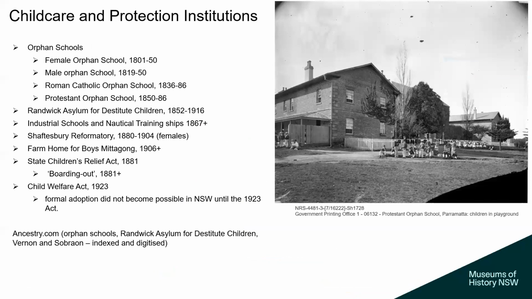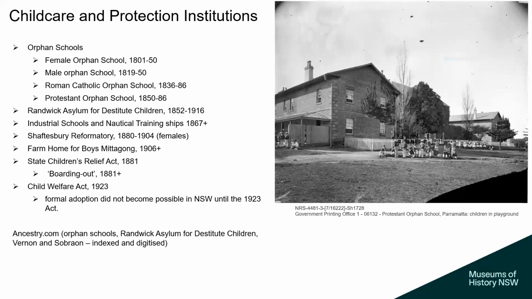Childcare and protection started quite early in New South Wales. In 1801, the female orphan school is established. Then in 1819, the male orphan school. Then these two orphan schools in 1850 became the Protestant orphan school, and we also had the Roman Catholic orphan school. Then in the second part of the 19th century, we start to see these other institutions like the Randwick Asylum for Destitute Children, the industrial schools, the nautical training schools, which were the ships, the Vernon and Sobraon, the Shaftesbury Reformatory for Girls, and the Farm Home for Boys at Mittagong.